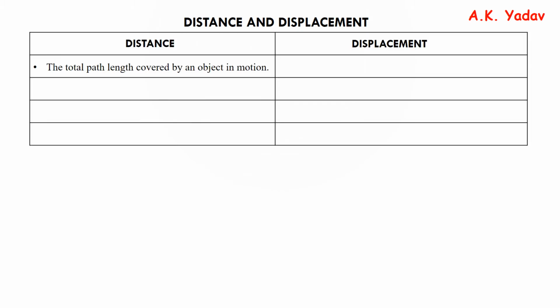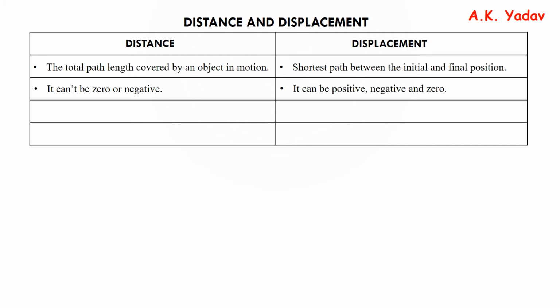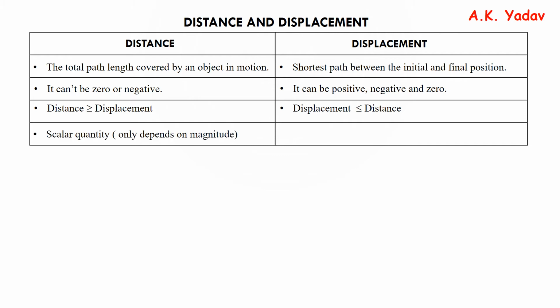Now distance and displacement. You have already studied this concept in grade 9, but let's have a quick recap of that. Distance is the total path length covered by an object in motion, while displacement is the shortest path between the initial and final position. Distance can't be 0 or negative, while displacement can be positive, negative and 0. Distance is always greater than or equal to displacement, while displacement is always less than, or in a few cases equal to distance, but it can never be more than distance.